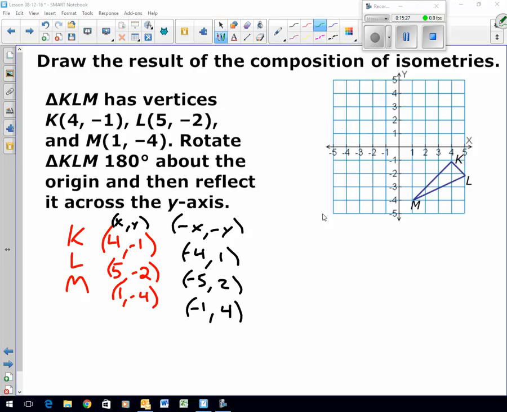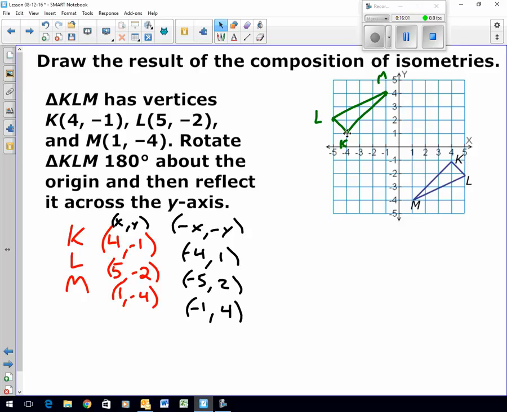That's terrible. (-4, 1) should be K. (-5, 2) should be L. And M is at (-1, 4). That would be my 180-degree rotation. Here to there. See the rotation that took place? 180 degrees. Doesn't matter if I went clockwise or counterclockwise. DJ, let's get what you were saying, maybe.